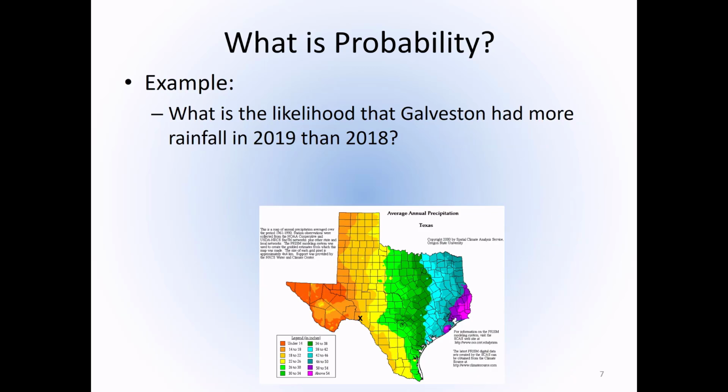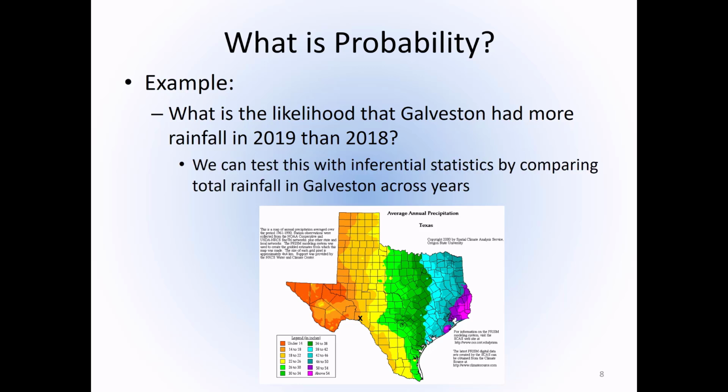Similarly, we could look at rainfall patterns across Texas, particularly in an area of interest, and we could determine if there is a difference in the amount of precipitation from one year to the next, and see what the likelihood is that there's been either an increase or a decrease in rainfall in, say, Galveston, by looking at the total rainfall across the years of interest.